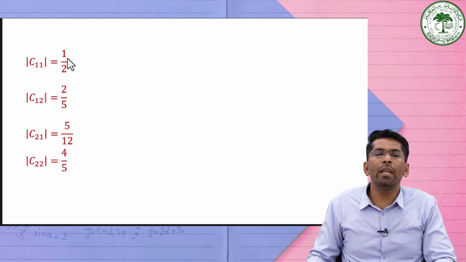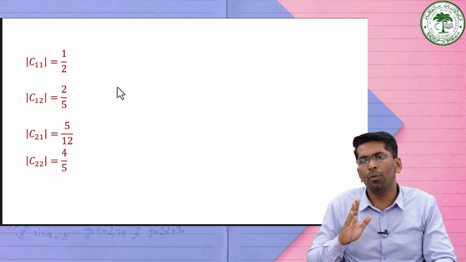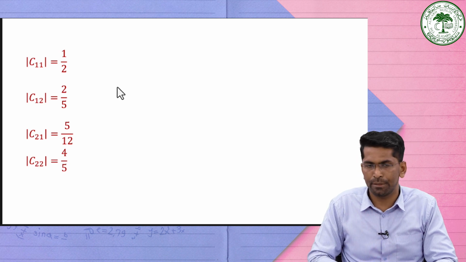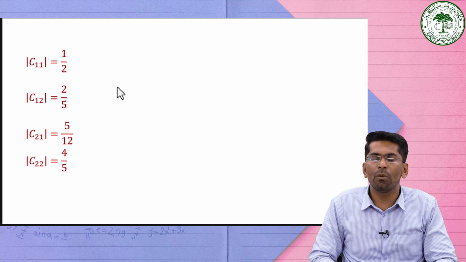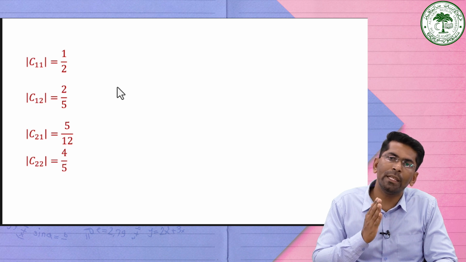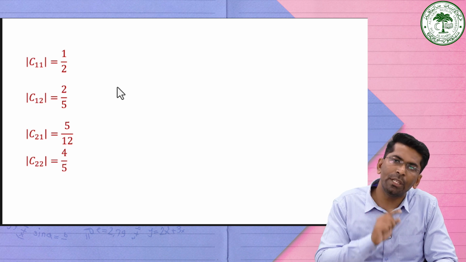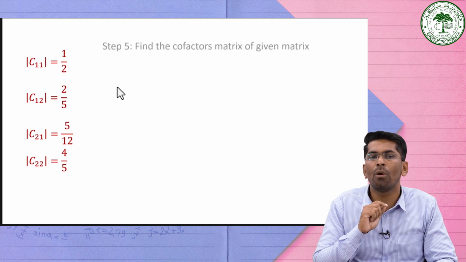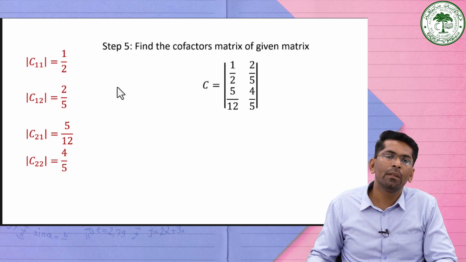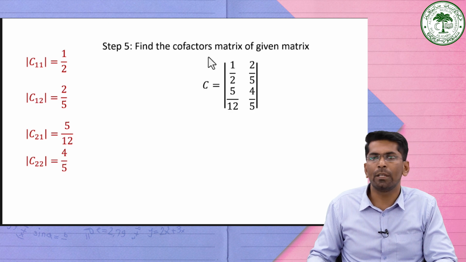Now after finding the cofactors, we want to find out the cofactor matrix. What is the cofactor matrix? We are going to replace each and every element in the original matrix by using the cofactor elements. So here the cofactor matrix entries are 1 by 2, 2 by 5, 5 by 12 and 4 by 5. So this is the cofactor matrix.